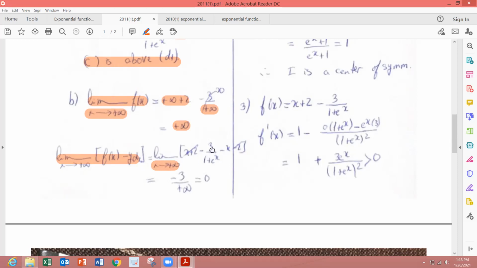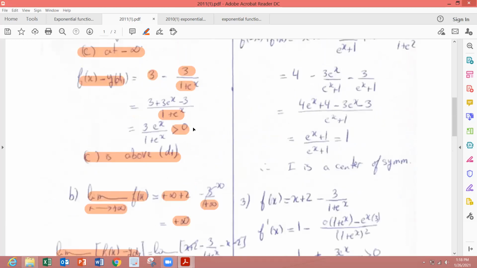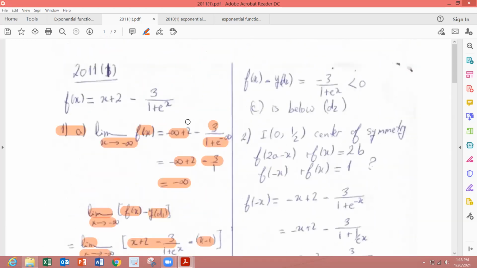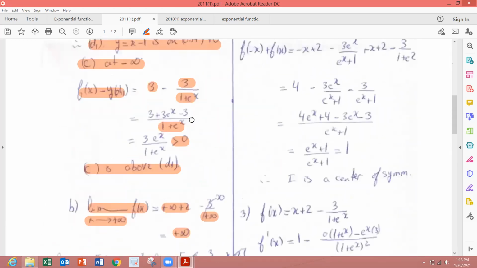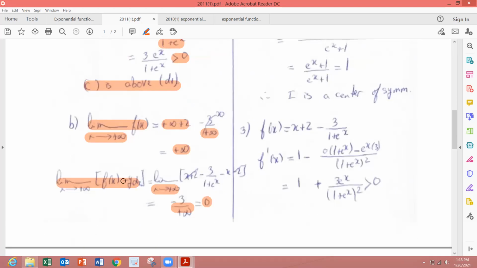So we get minus 3 over 1 plus e^x. We replace x by infinity. e to the infinity is infinity. We get 0. Then the line D2 is an oblique asymptote. We say that the line D2 is an oblique asymptote to C at plus infinity.